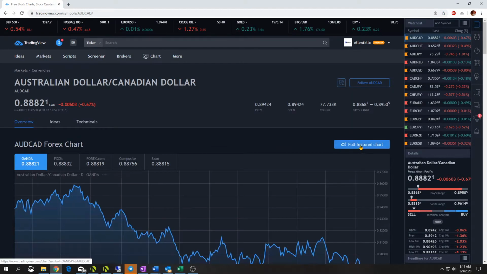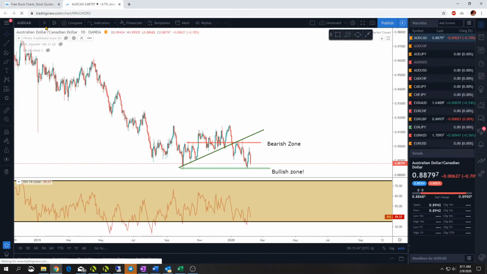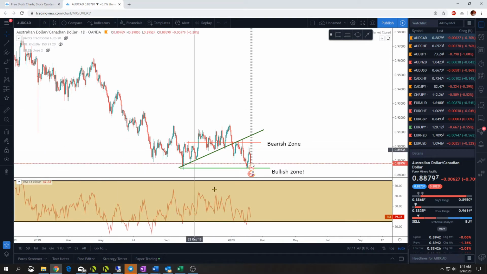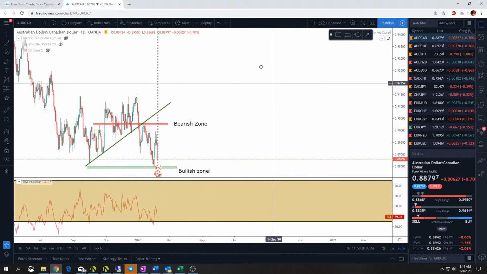Let's go from top down. Australian dollar, Canadian dollar. Okay, we're already on the daily. As you can see, I leave my zones up from the week before. We'll make any adjustments that we need.